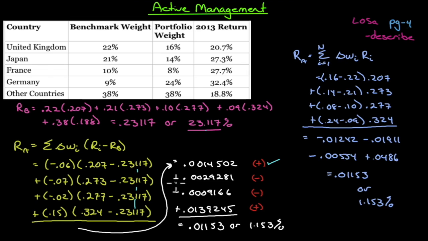That's the right decision. Here we got a negative sign. We made the wrong decision, so we can put an X here. Where did we go wrong? We were underweight an asset that outperformed the benchmark. Here we have another negative number. That was another wrong decision. Where did we go wrong here? Again, we were underweight another asset that outperformed.